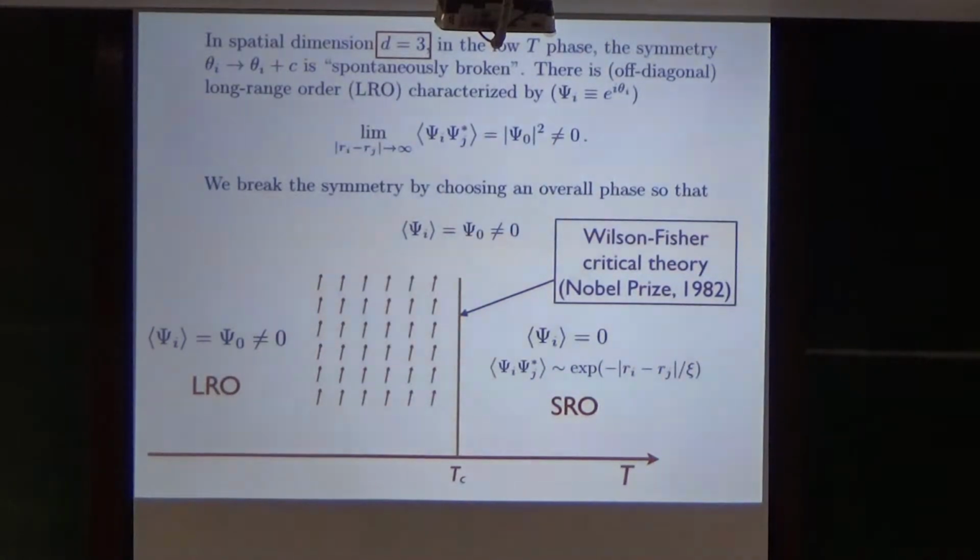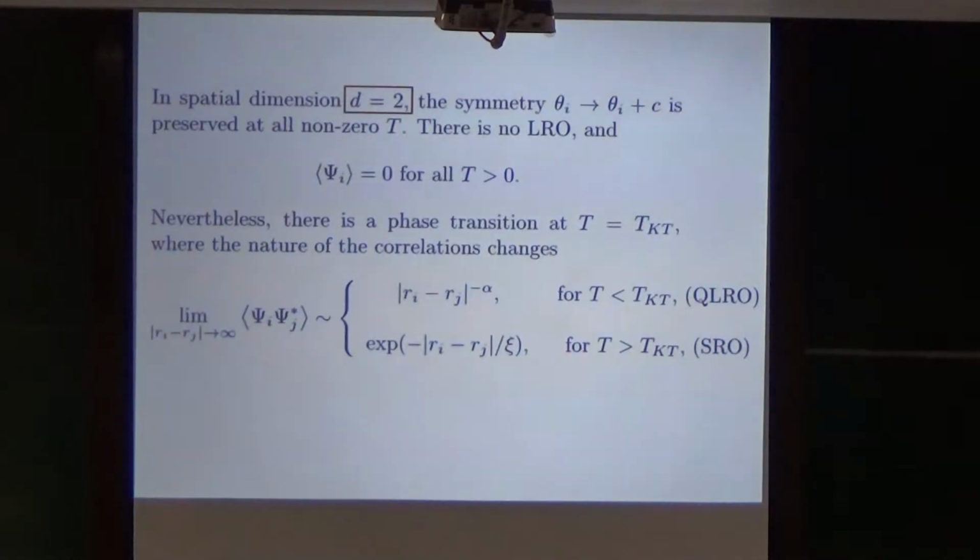Okay. So now let's take the same model in 1 lower dimension, in d equals 2. In 3 dimensions and above, basically the behavior is as I said, except the phase transition is a little different. In d equals 2, however, there's something very different. There is no broken symmetry. There's no strict long-range order, and there's no Bose condensate for any non-zero temperature. But nevertheless, there is a phase transition, which is called the Kosterlitz-Thouless or the Berezinskii-Kosterlitz-Thouless transition.